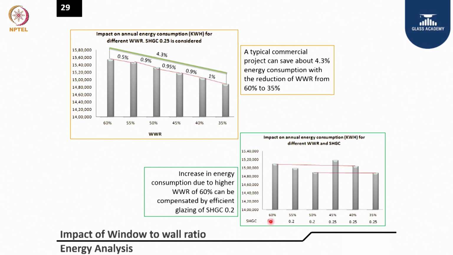The more glazing, the more stringent the glass required to optimize your energy. If the window to wall ratio is lower, you can really optimize your cost towards the initial investment on glass. Similarly, 50 and 35. So this is the balancing act you have to do for a building design, looking at the window to wall ratio vis-a-vis the SHGC and energy consumption.